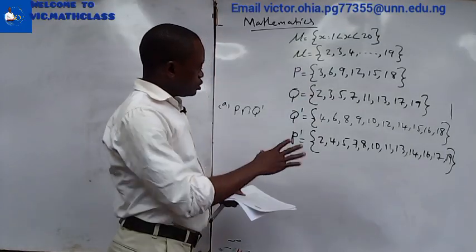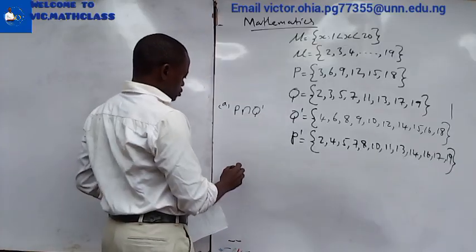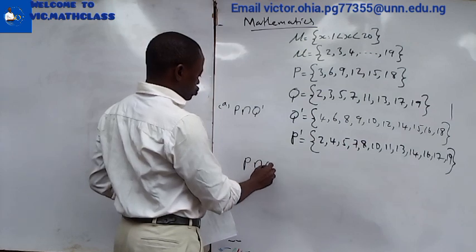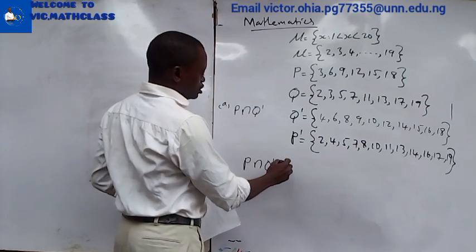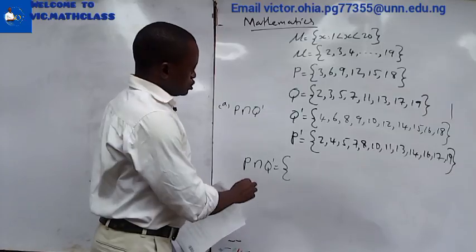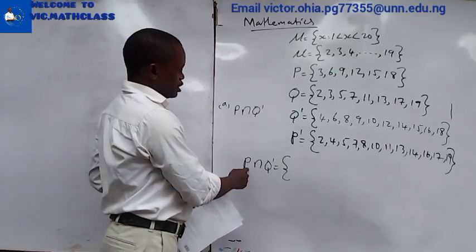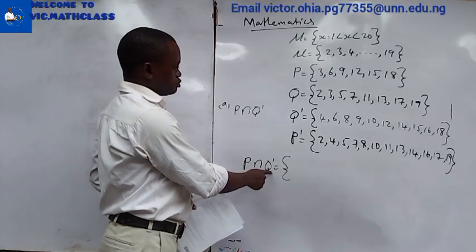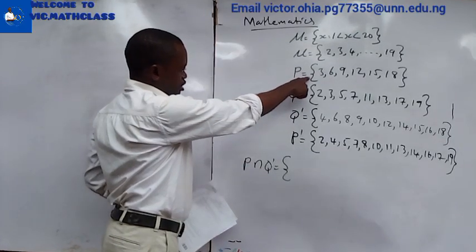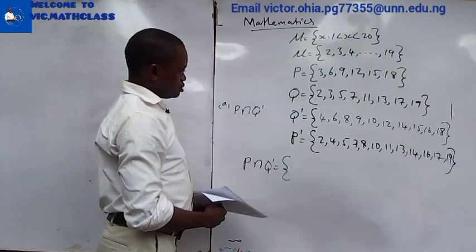So having gotten this, we can now answer the question that says obtain P intersection Q prime. We'll be explaining these concepts alongside. What is the concept of intersection? It shows the elements that are in subset P and also in subset Q prime. That is, the elements that are here and they are also here. So we can trace them.